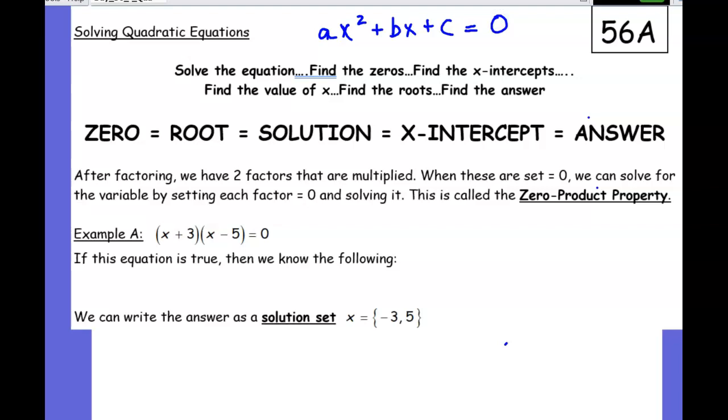So a lot of times a question will ask for you to solve the equation, find the zeros, find the x-intercepts, find the value of x, find the roots, find the answer. This all means the same thing, okay?